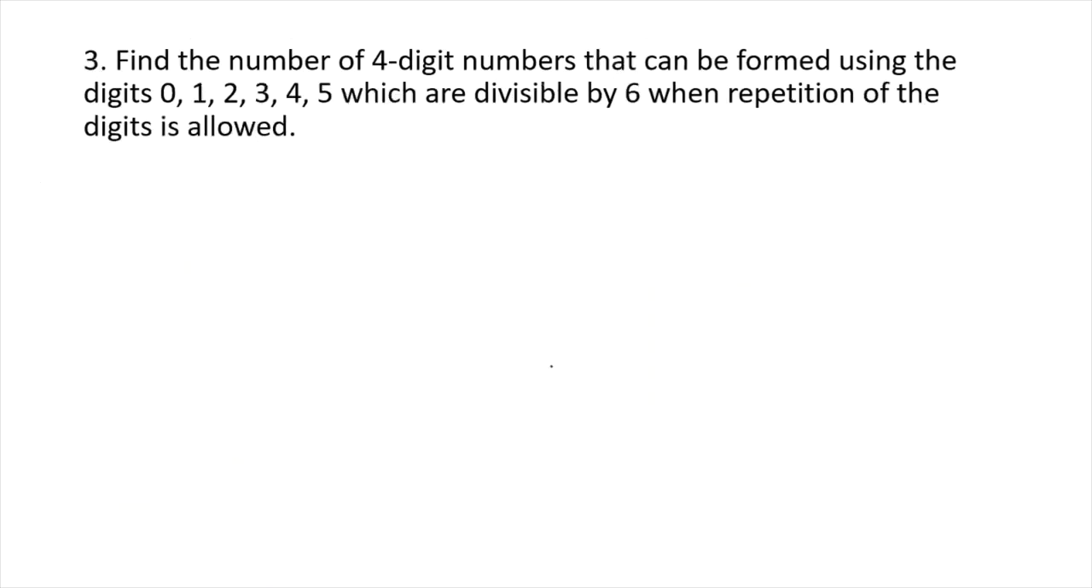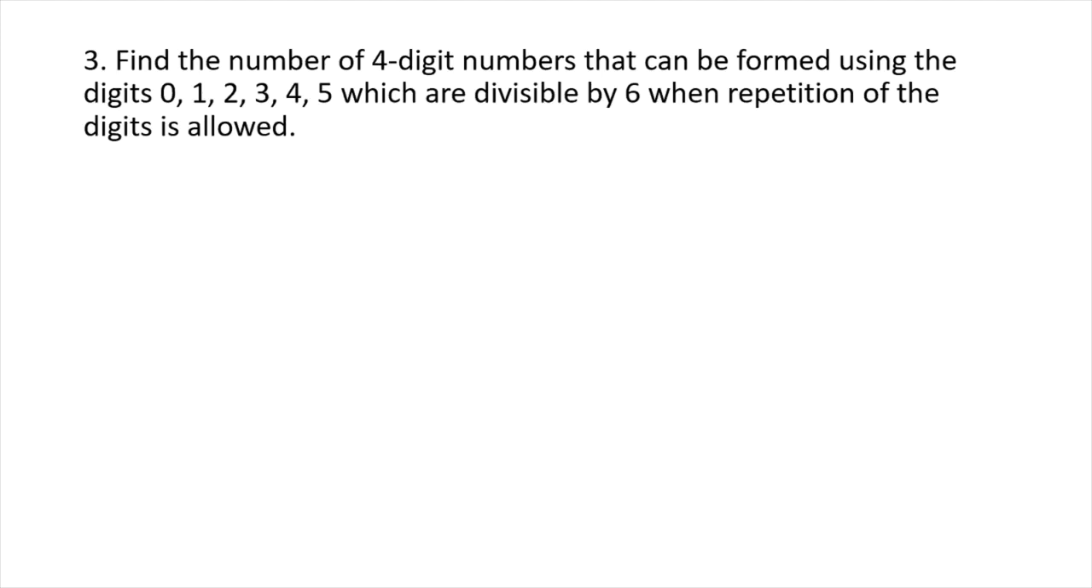Next we have this problem. Find the number of 4 digit numbers that can be formed using the digits 0, 1, 2, 3, 4, 5 which are divisible by 6. I repeat, find the number of 4 digit numbers that are formed using the digits 0, 1, 2, 3, 4, 5 which are divisible by 6 when repetitions are allowed.